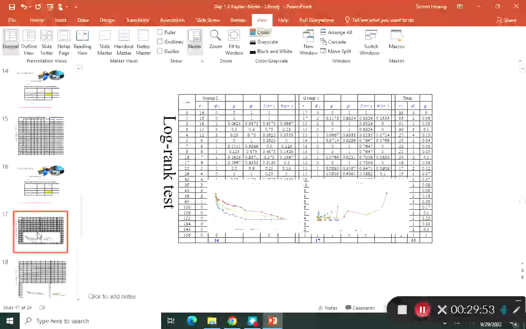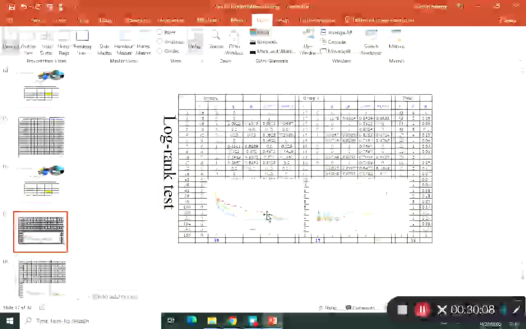And show me that the survival approximation of the total should always be somewhere in between group 1 and group 2. Okay? Then that can help you visualize what the log rank test comparison is doing.